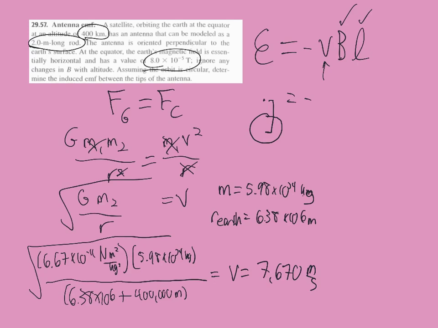Now I can go back over here and solve for the EMF. I get 7,670 meters per second times 8 times 10 to the negative 5th Tesla times 2 meters. Let's multiply all that together, and I get a voltage of a staggering 1.23 volts. That's not even like an AA battery, so it's not going to do me a ton of good, but hey, it's better than nothing.